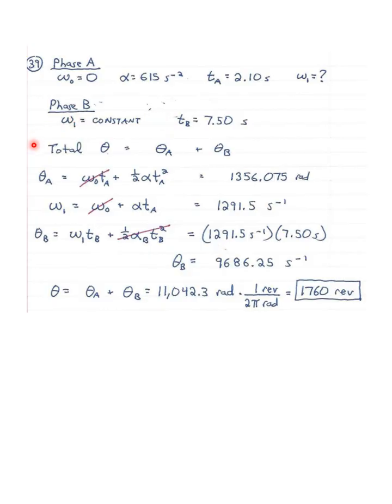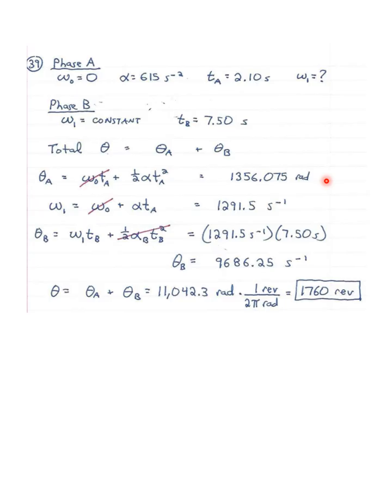The total angle that the drill spins through is the angle from phase A plus the angle from phase B. So let's do phase A first. We can say that theta sub A is omega naught times the time of A, but omega naught is 0, so I've just crossed that out, plus 1/2 alpha times T sub A squared. And so we'll plug in those values for phase A, and we get 1356.075 radians.